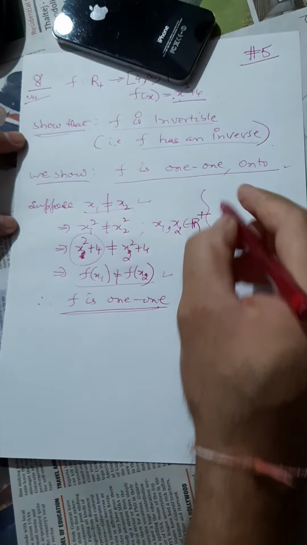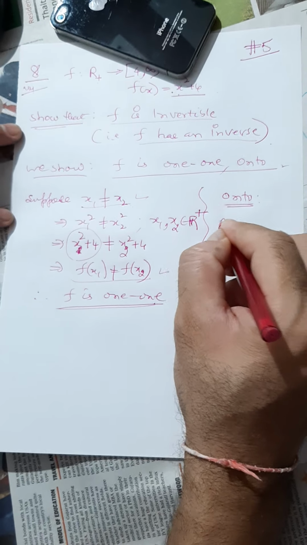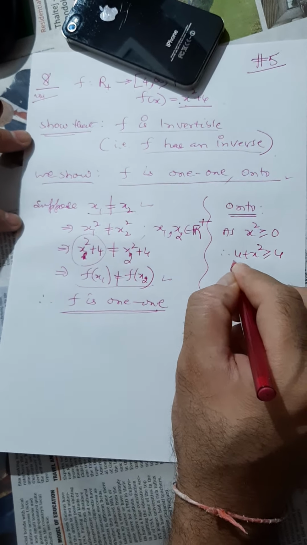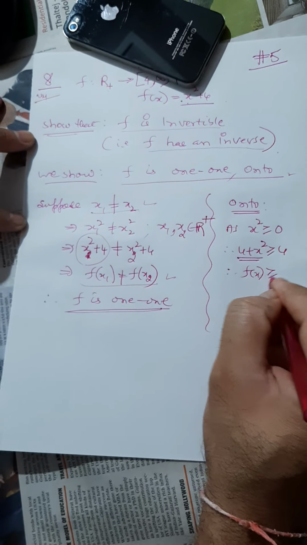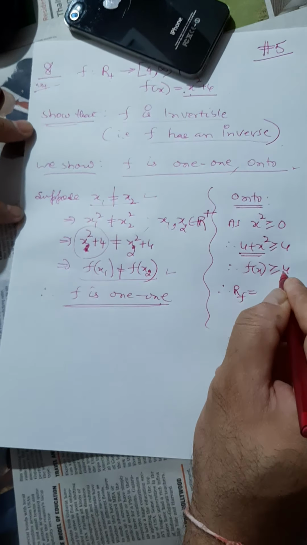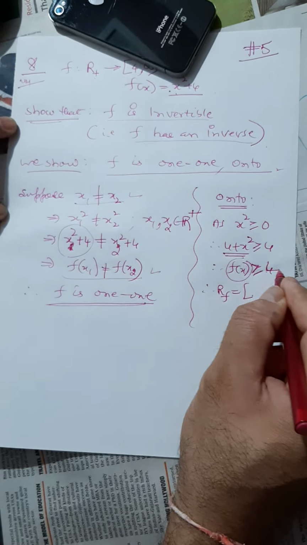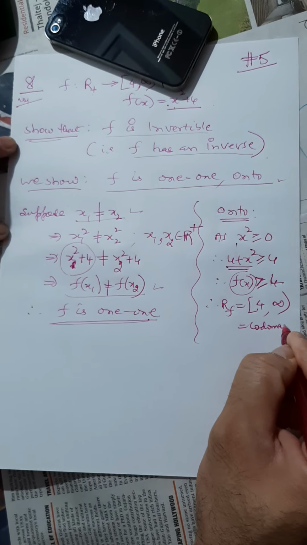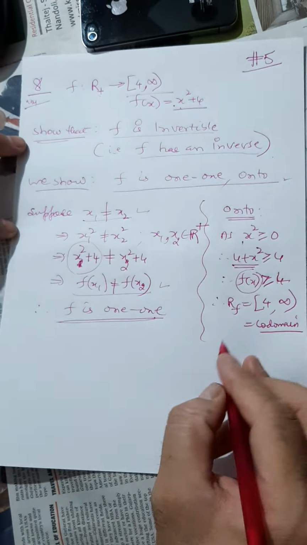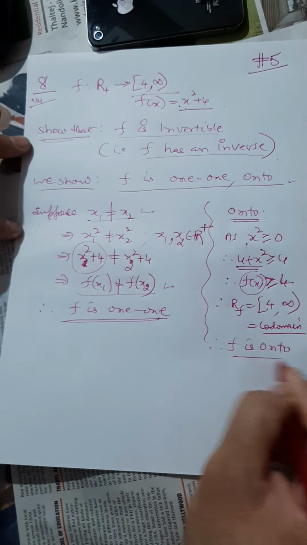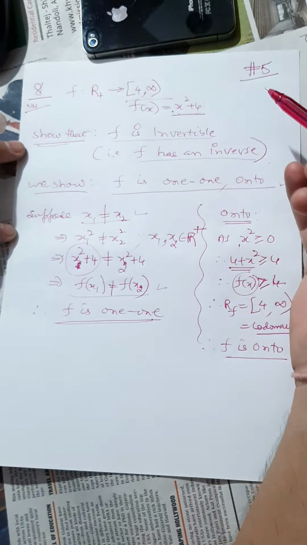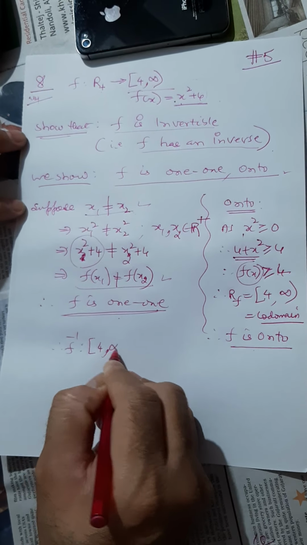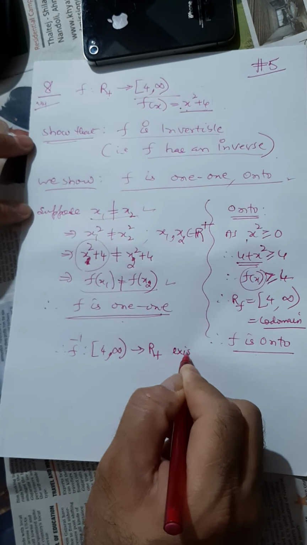Now the onto part. You know the square of any number is always greater than or equal to 0. I'll add 4 on both sides, so greater than or equal to 4. What is this? f(x). So f(x) is greater than or equal to 4. That means the range of f is greater than or equal to 4, so it goes from 4 to infinity. You did such things in 11th, and this is the same as the codomain. You look at the codomain: the codomain is 4 to infinity. So f is onto here. This is a very standard quadratic function, and such things you did in 11th also. So f is one-one, f is onto. Therefore, f inverse from 4 to infinity to R plus exists. The inverse exists here.